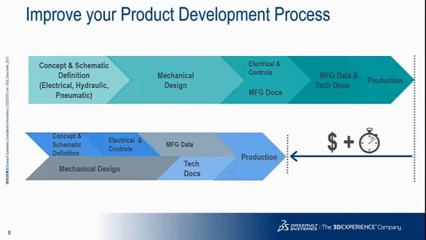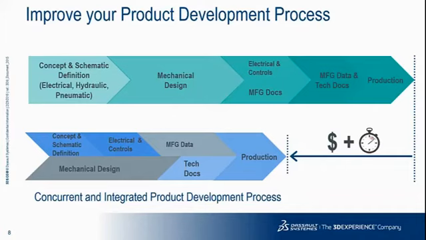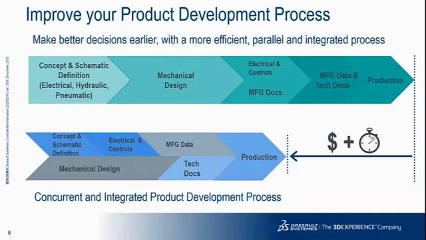And we call this a concurrent and integrated product development process. In order to do this, you need certain tools in SOLIDWORKS so that everybody can work on the same system at the same time, all right? In addition, a concurrent process allows you to make better decisions earlier with more efficient, parallel, and iterative processes.